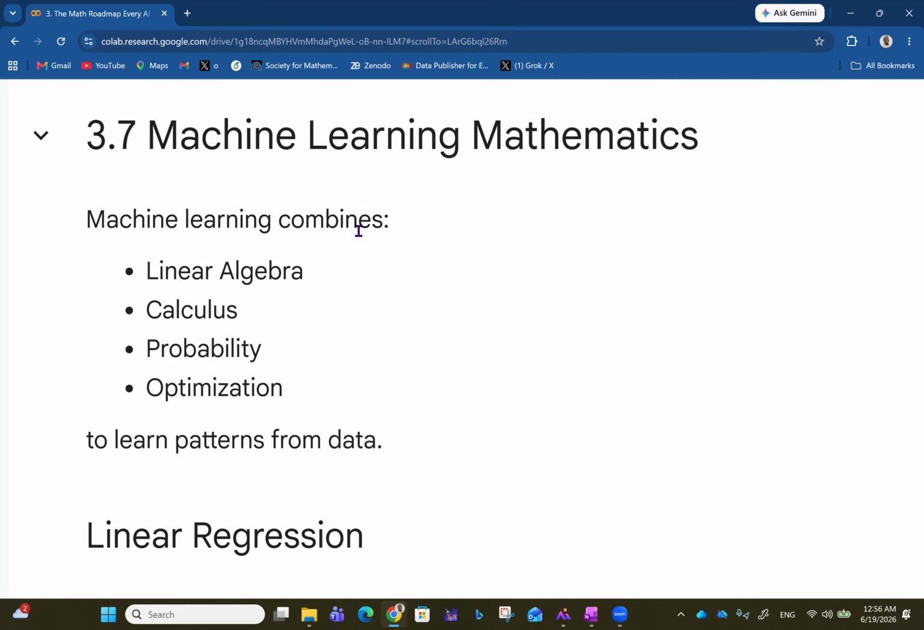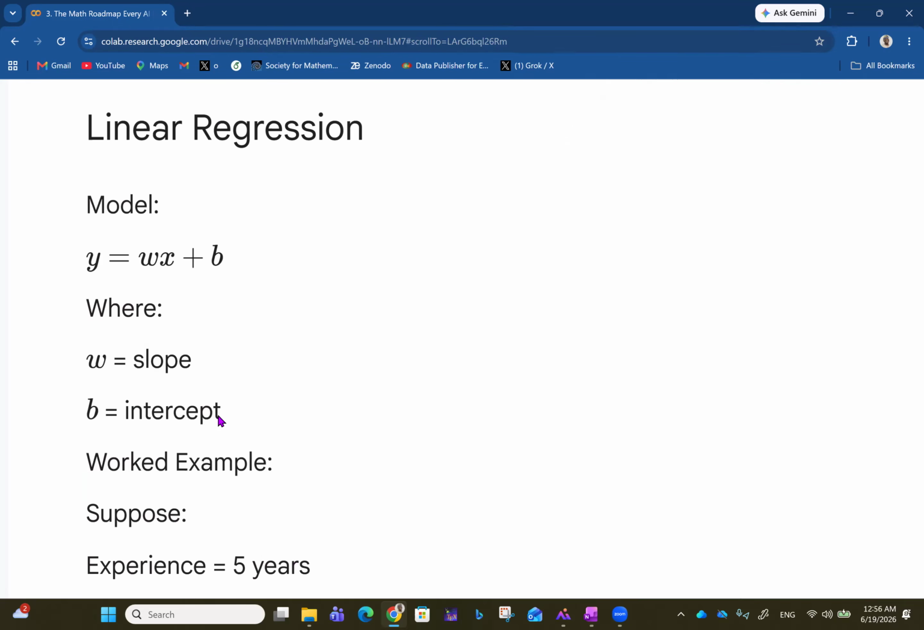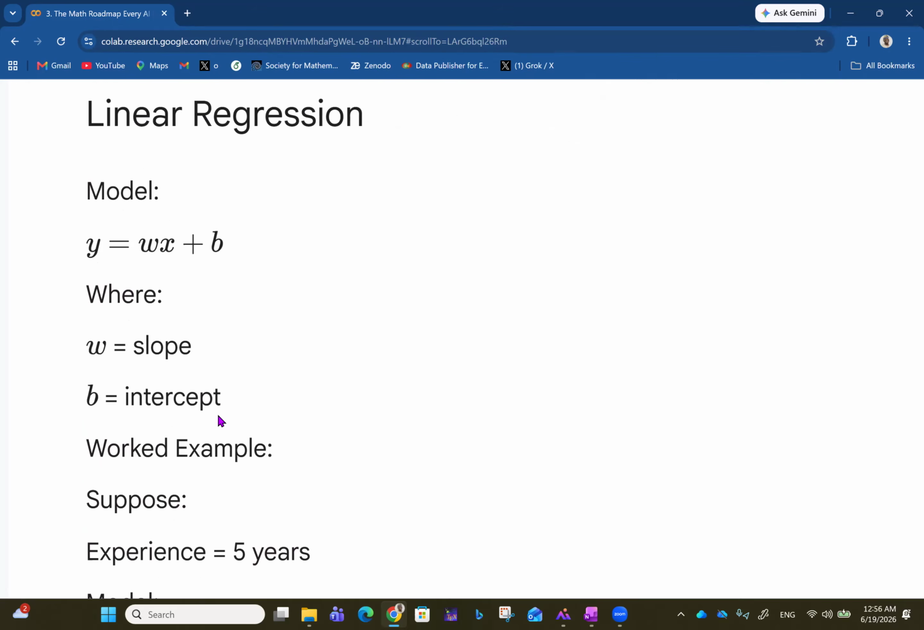So machine learning combines linear algebra, since you have to talk about matrices, data points, data sets, and all of that. Then calculus, that's how the learning happens: the more data you get, things are changing. And you have probability, because everything we do in AI or machine learning is just about chance. So we use all of this to learn patterns from data. The very first thing in machine learning is linear regression, straight to the point, simple.